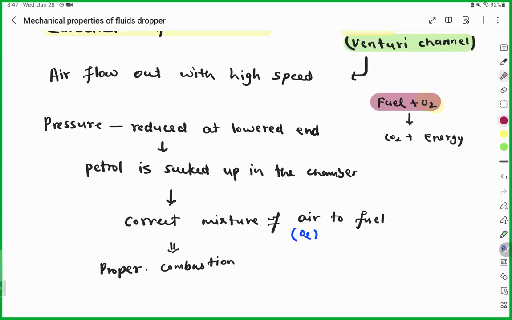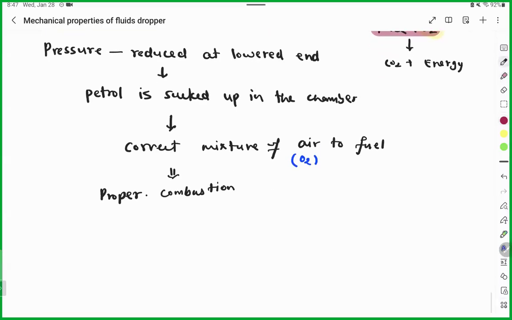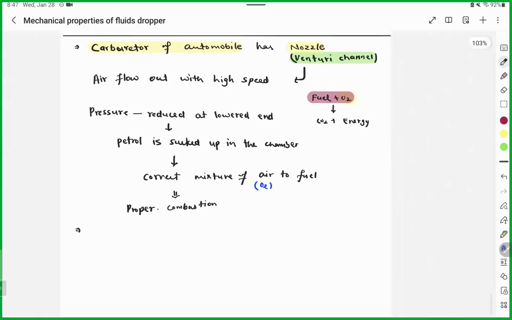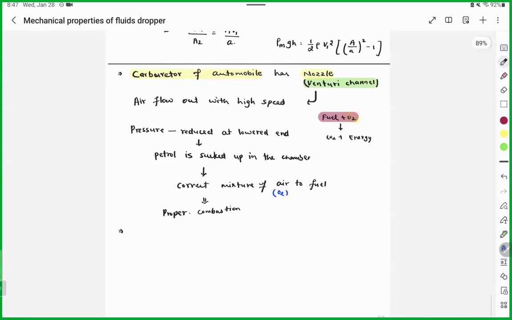Anybody have doubt? Anybody have doubt, guys? No, sir. Can you scroll a little bit up? If not, then the same process we use for many things. For example, in the filter pump or aspirator, we use the same process. Through the suction process, there will be supply of the material.